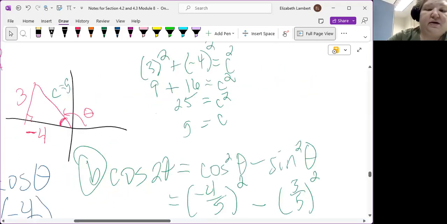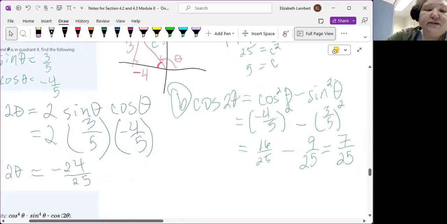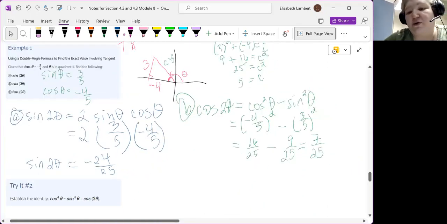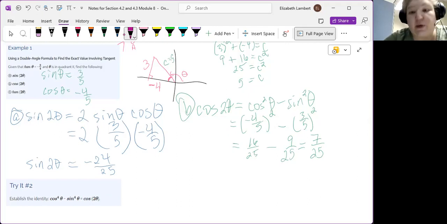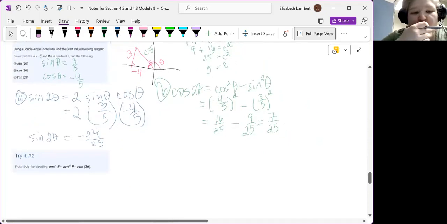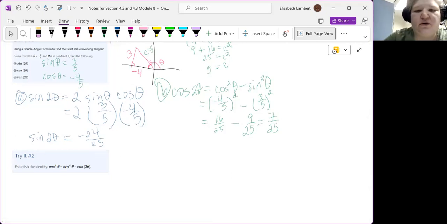And if I look, sine had the negative 24, cosine had the 7. The over 25s would cancel out. So we did indeed find tangent of 2 theta. But we could have just divided the two. All right. So cosine's positive, and sine is negative. This is a quadrant 4 triangle. Our tangent was also negative.